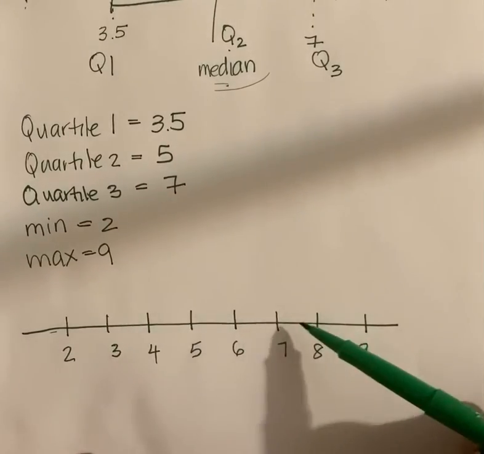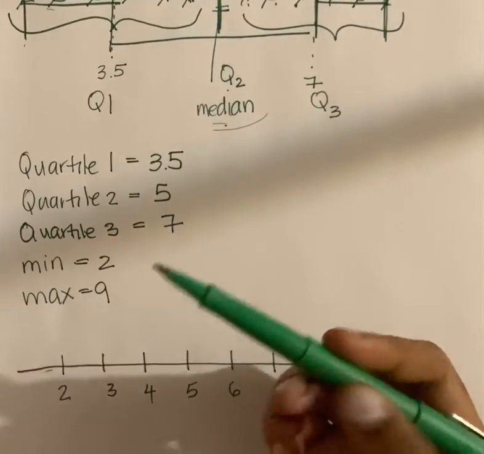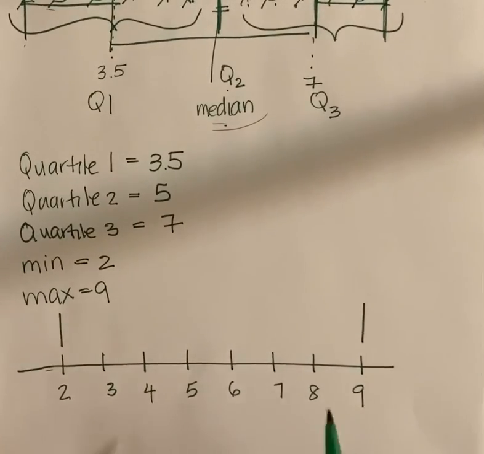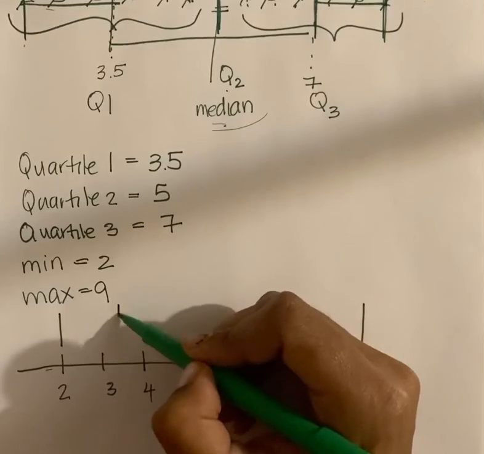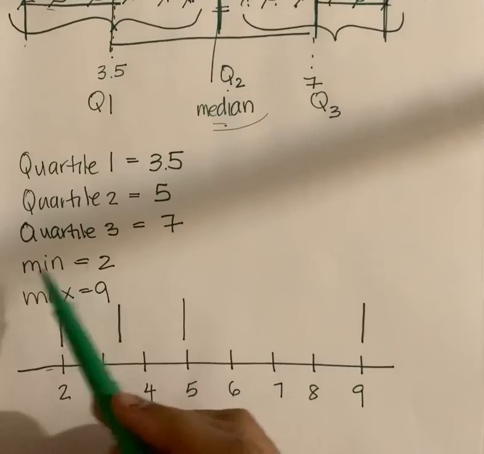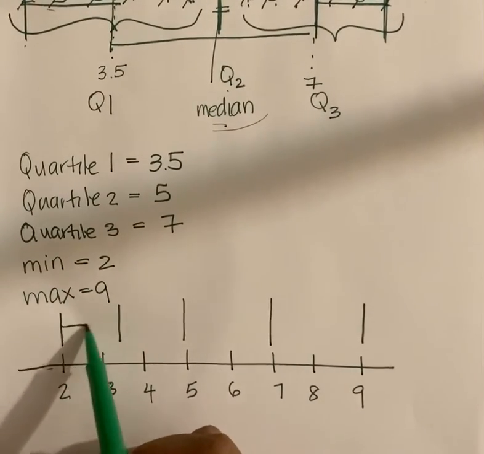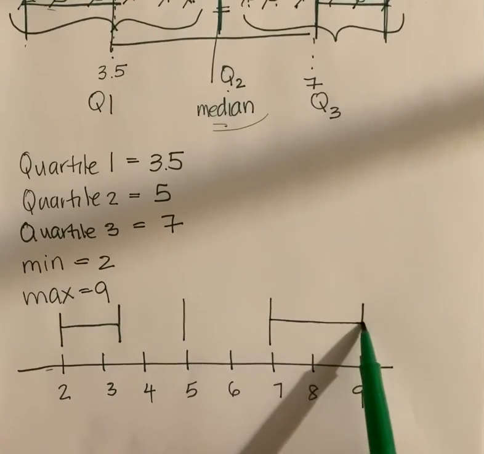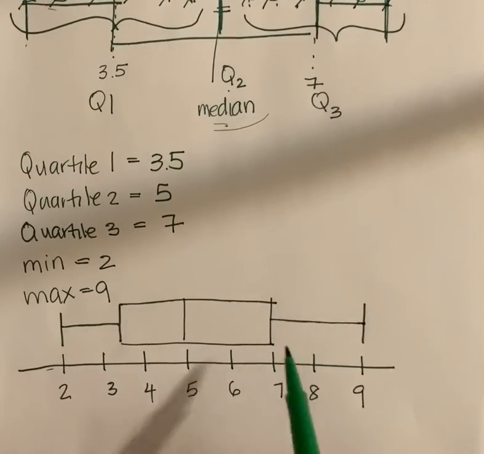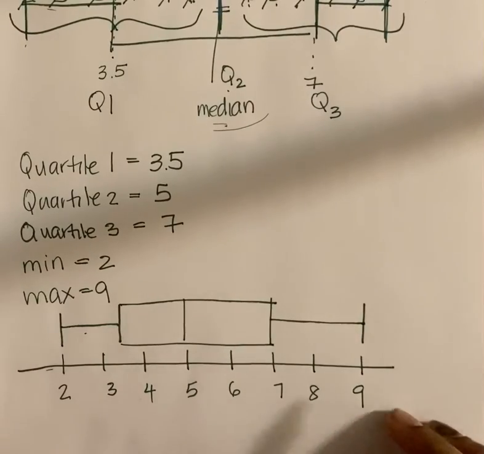I'm going to draw a line just like I did up here, at each of these key places. So my minimum, my maximum, your quartile 1, which is 3.5, right between 3 and 4, your quartile 2, which is at 5, and then your third quartile at 7. You connect these two, your first two and your last two, and this middle part connects to be your box. So here's your box, and these two are considered your whiskers. And so this is your box and whisker plot.